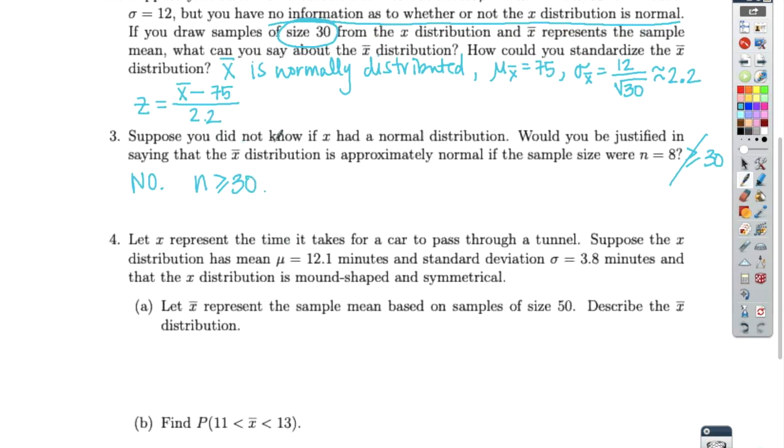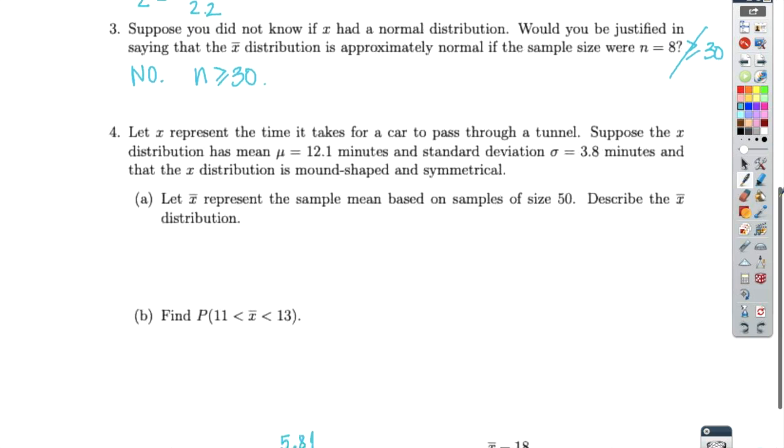Now, if we knew that our original distribution was normal, then in that case, we wouldn't care about this 30 cutoff. But if we don't know, then we need our sample size to be big enough.